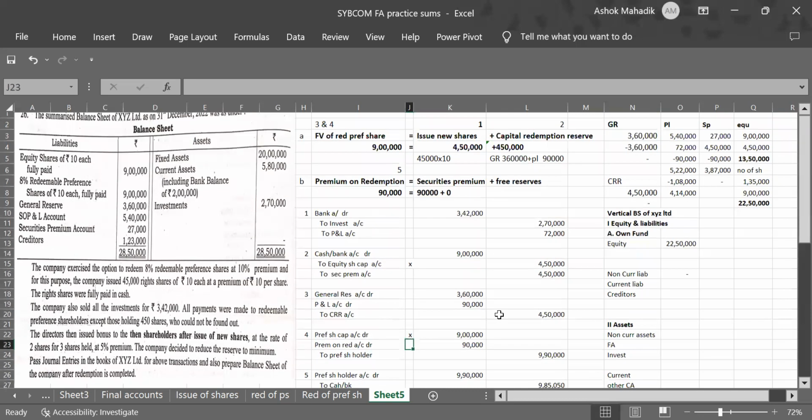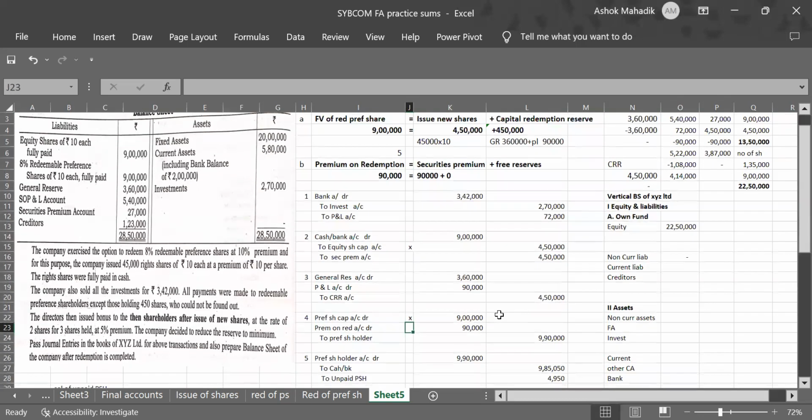Then the P&L account. P&L account opening is 540. I'll just write here below equity. We can give the heading reserves and surpluses, but I don't have space right now, so I'll just write P&L directly. You can give the heading reserves, and above equity you can give the heading share capital, that you can do. So the P&L balance, opening, is given as 5,40,000. Then in the first entry we have credited it with 72,000, so it will be added.